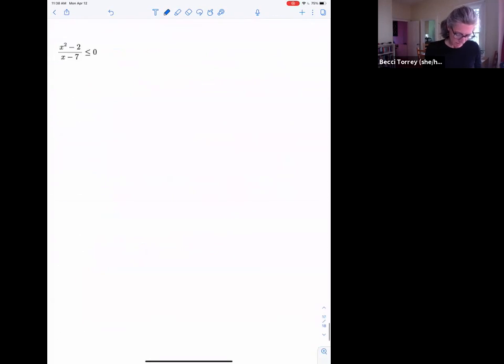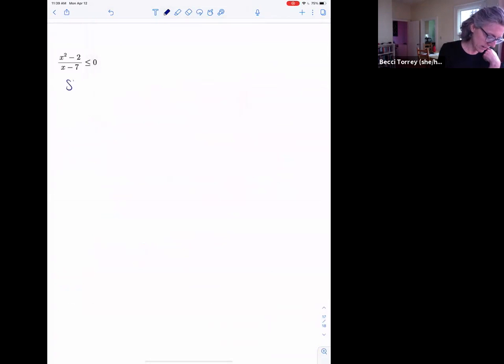Okay, I think just one more problem. So x squared minus 2 over x minus 7. So this one, they've already done step 0 for us. So that's nice. They got 0 on one side.